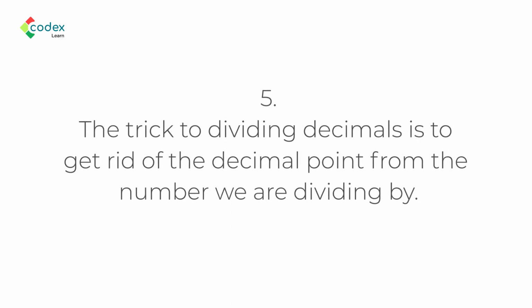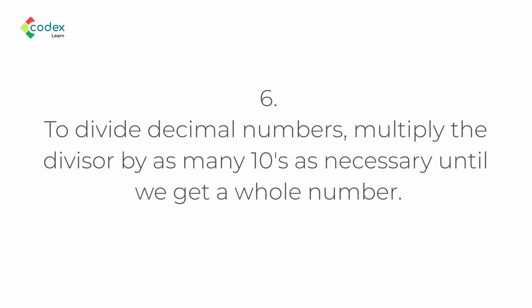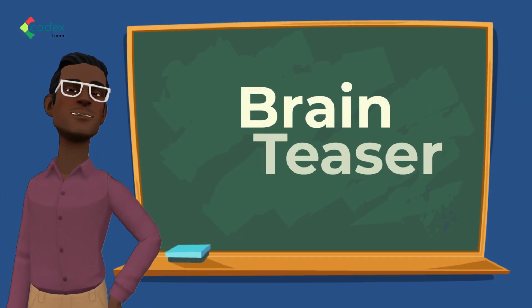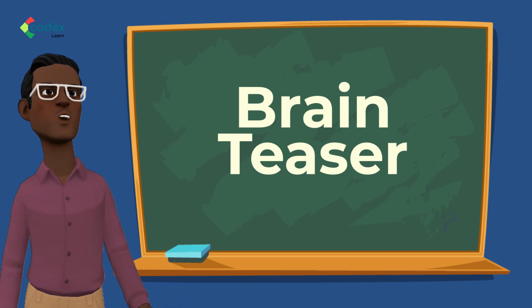5. The trick to dividing decimals is to get rid of the decimal point from the number we are dividing by. 6. To divide decimal numbers, multiply the divisor by as many tens as necessary until we get a whole number. Great! Before we finish off here, let me ask you a few questions. This will help me know how well you got on in the lesson.